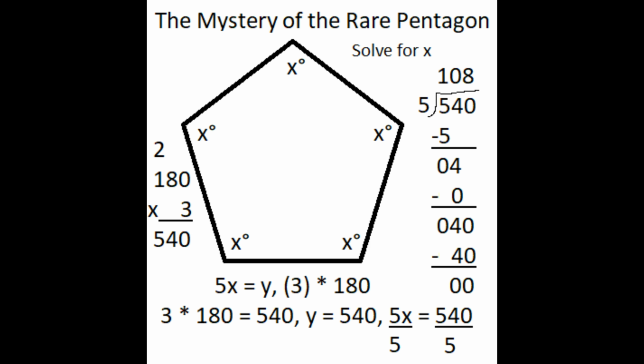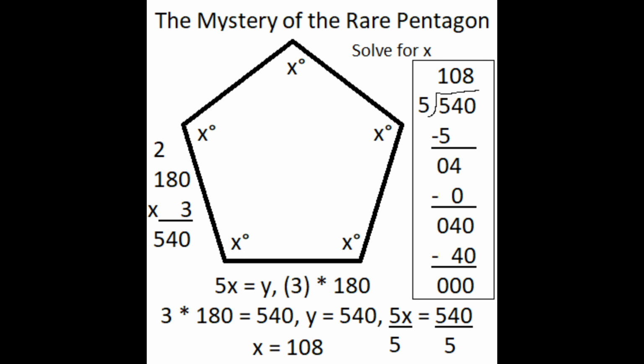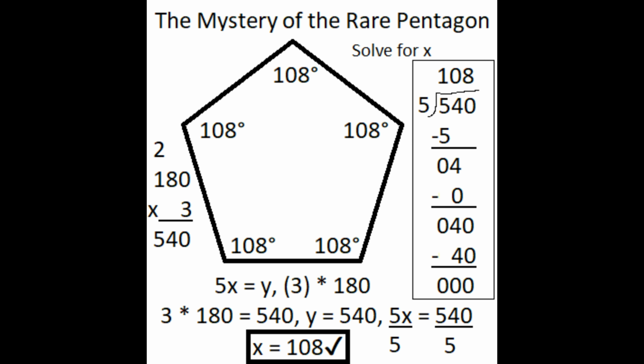from the remainder check. Since my answer is a number that is equal to 0, there is no remainder. Therefore, the answer to x in the long division problem is 108. So each of the 5 angles in this pentagon is equal to the same amount of 108 degrees, and since I'm solving for x without the degrees symbol, 108 is the answer.